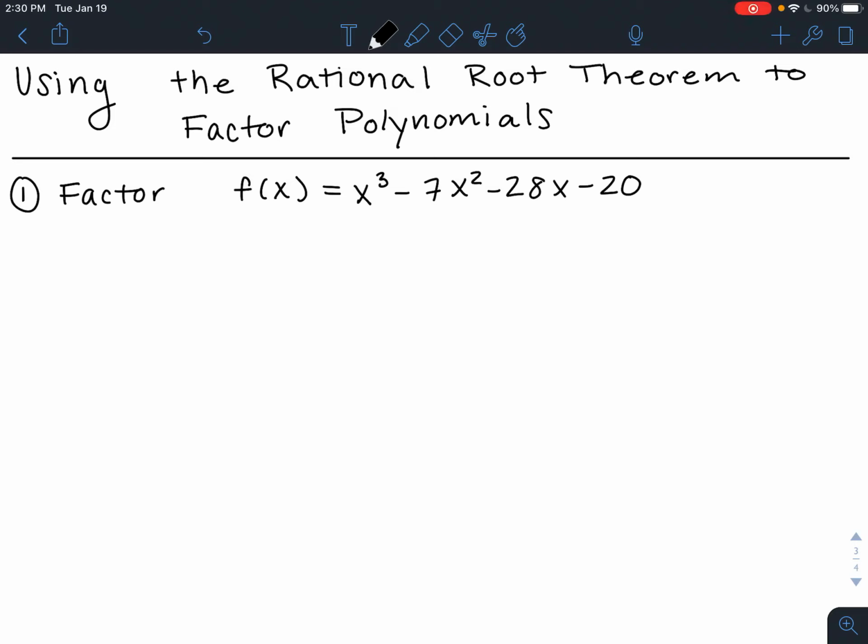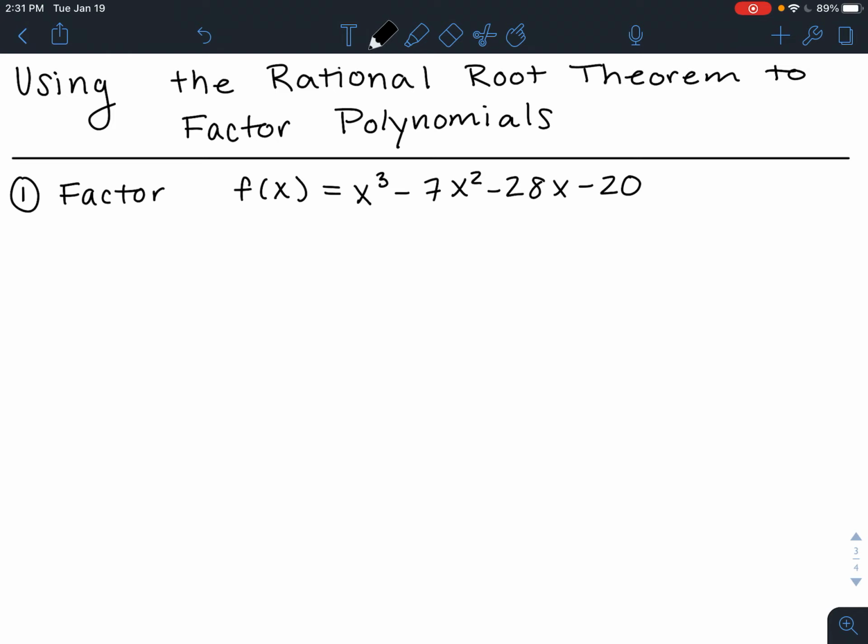So a practical use of the rational root theorem is not only to create a list of the possible rational roots, it's then to use that list of possibilities to help actually find the actual roots, which can help you to factor. So we're going to use the rational root theorem to factor cubic polynomials where grouping does not work.